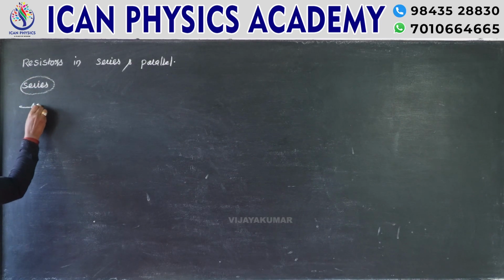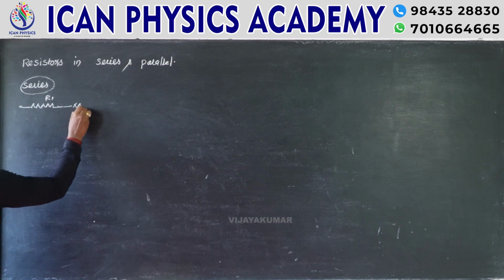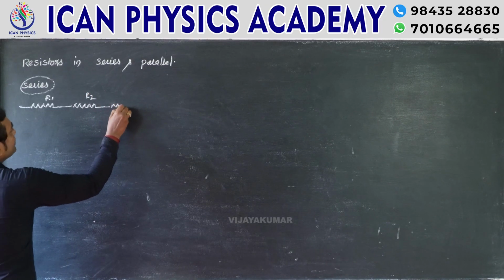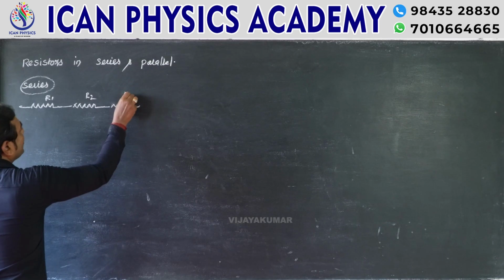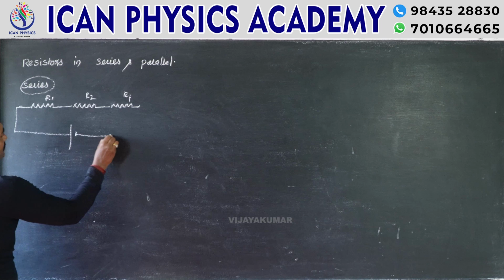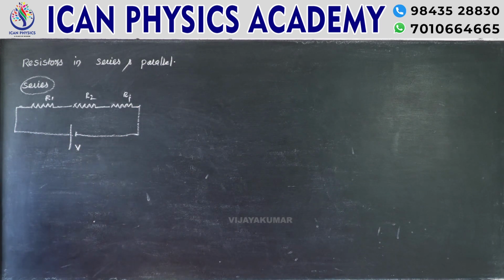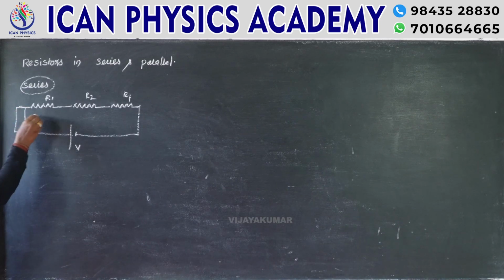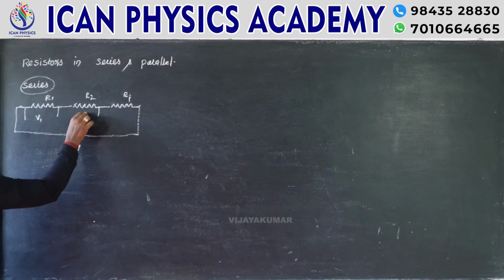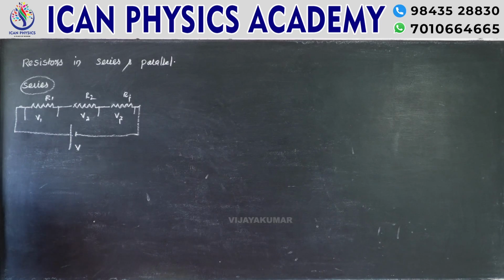Let us consider a resistor of resistance R1, a resistor of resistance R2, and a resistor of resistance R3 connected with an external source. The external source gives a potential of V. The potential drop across the first one is V1, across the second one is V2, and across the third one is V3.